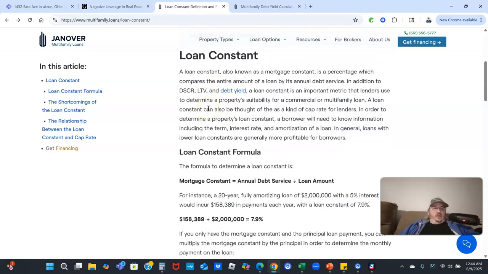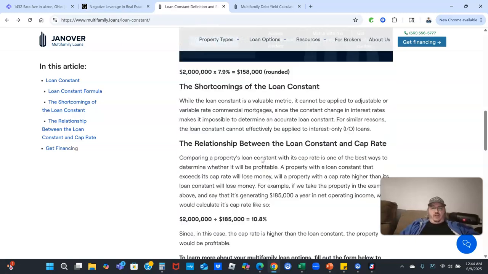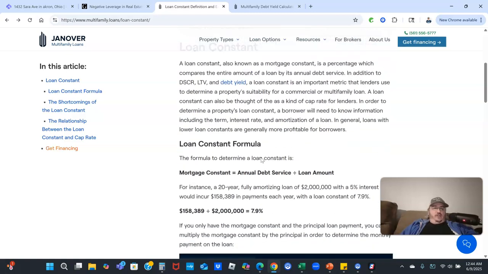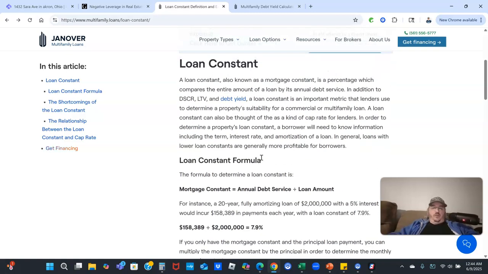This site, Janover Multifamily Loans, they have a lot of good stuff like this. I think this is a good source to actually read up on and find formulas for stuff. This is not what they're for, right? They're not an education site, but I come across them all the time when I'm looking up ways to show your terms. Your mortgage constant is your debt service divided by your loan amount. How is that different from your interest rate? Well, it accounts for the principal payments that you're making as well.